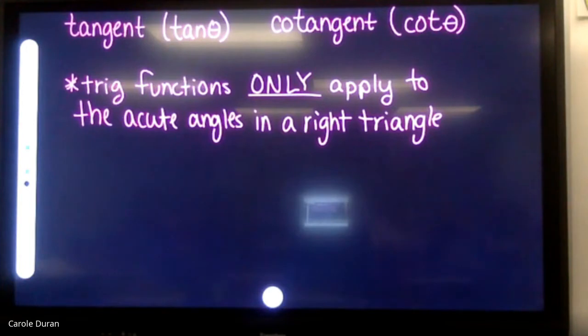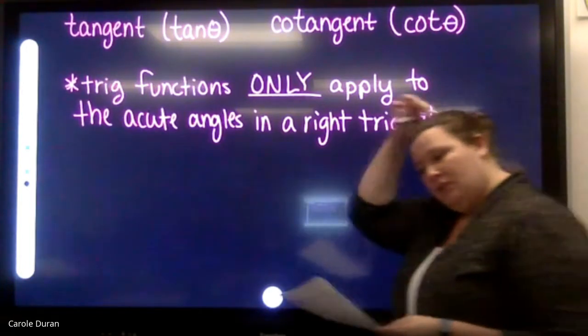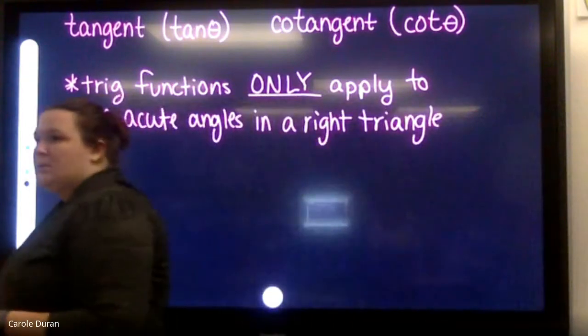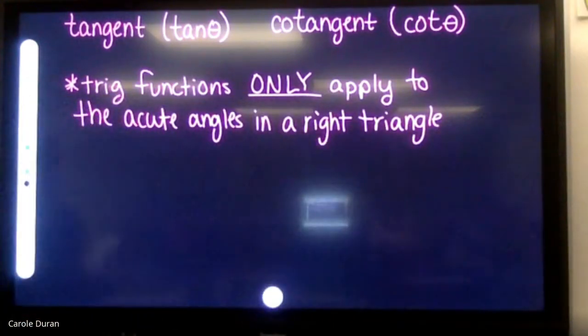Am I supposed to have that big calculator? The graphing calculator, yeah, you're going to definitely want it. He already lost it. You don't need it today, but you will need it.